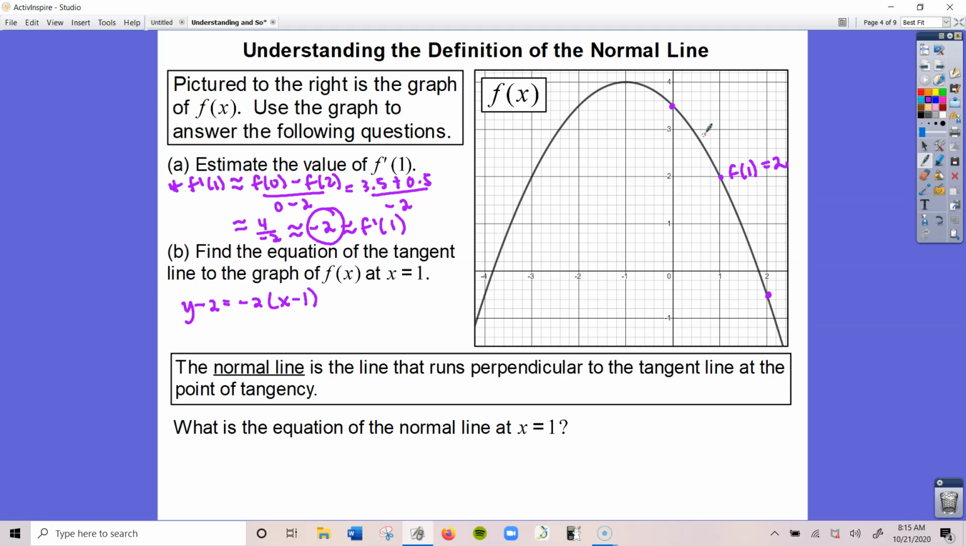So just to give you a visual, when you have your tangent line, it goes very, very close to your graph. The normal line goes perpendicular to that tangent line, and additionally, it goes through the same point of tangency. So when I need to write the equation of the normal line, my equation would be essentially the same, except we would rewrite the slope to represent the perpendicular slope. And the perpendicular slope would be a positive 1/2. So that means that my equation for the normal line would be y minus 2 is equal to 1/2 times (x minus 1).